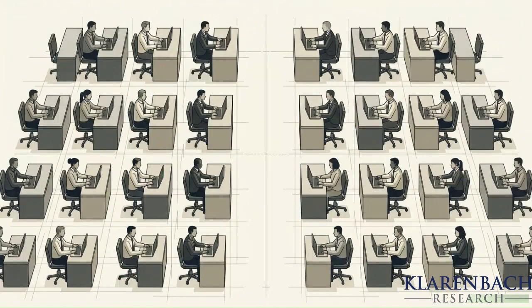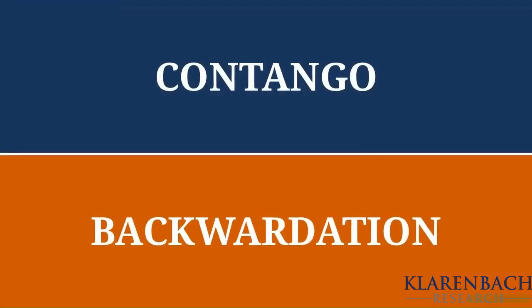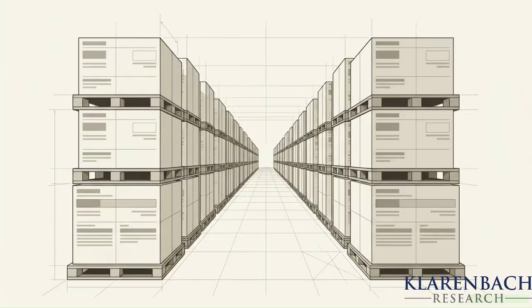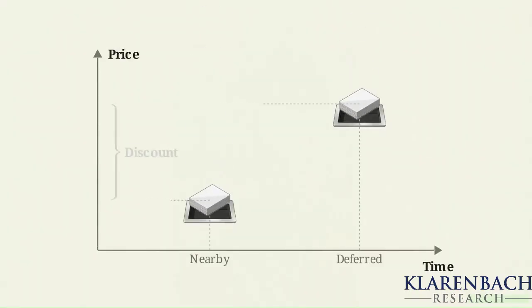Surviving this wealth transfer depends entirely on identifying which side of the spread you are on and recognizing which of two specific market states you are currently standing in. The first and most common market orientation is contango. This is a state where the nearby contract trades at a discount to the deferred contract in the future.